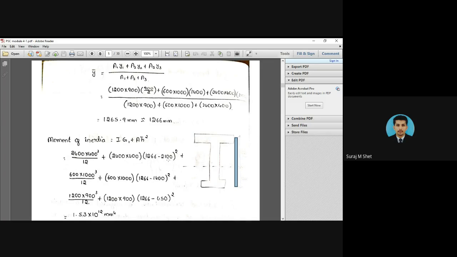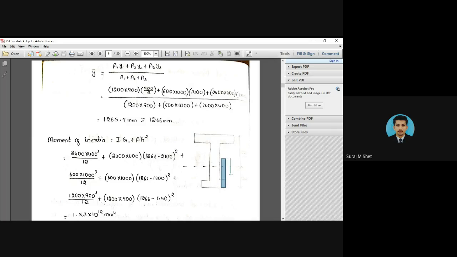Second one is same, you have to take this section. So second one is here. See how to calculate this value, I'll show you here. See, this is 1000, right? This is 600. 600 into 1000 cube divided by 12 plus area of this, 600 into 1000, into y bar, 1266 is y bar. So y bar minus 1400. Y bar minus 1400 is nothing but this value.